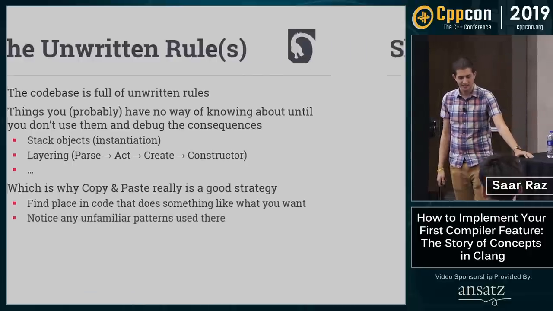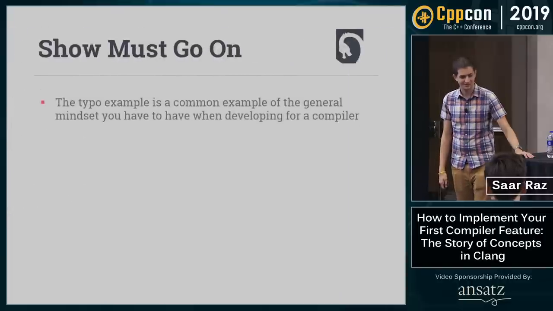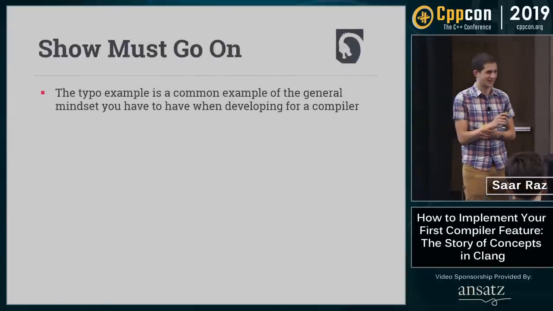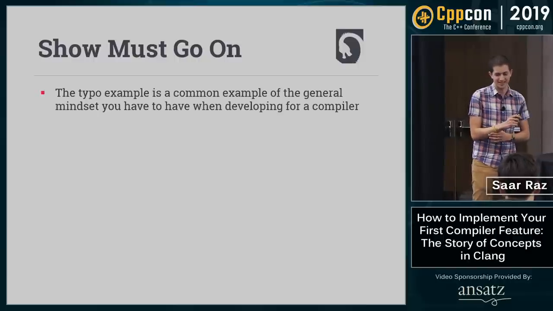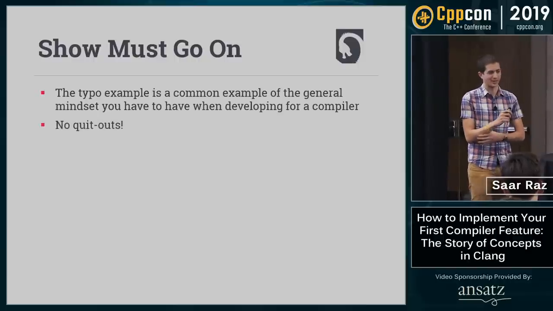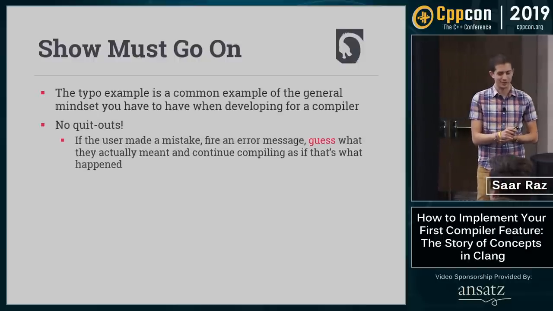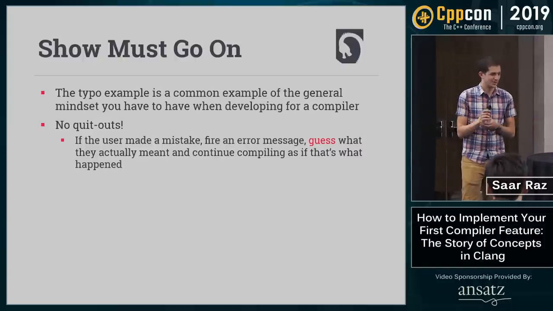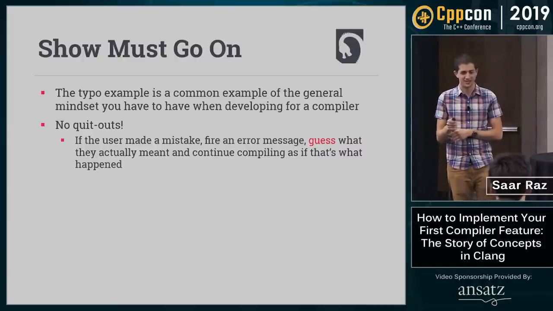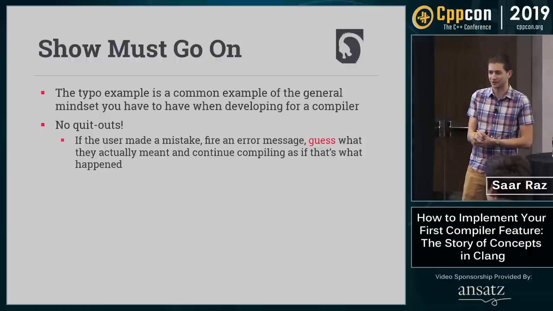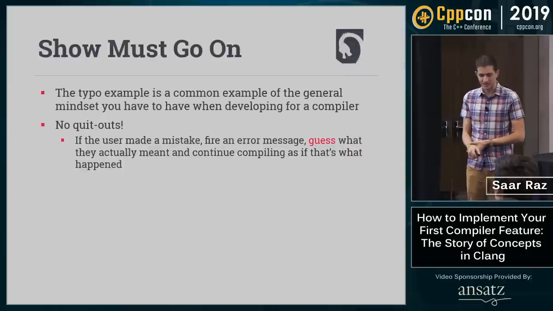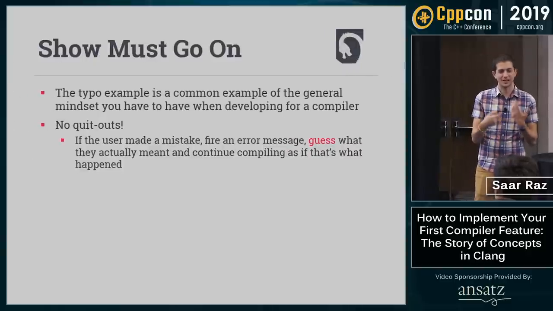And yeah, another thing that happens here, which is a very important principle in compilers, is that there's no quitting when you're compiling. If the user made a mistake, you're gonna fire an error message, but then guess what he actually meant and continue compiling as if he actually did it. Which is what allows the compiler to keep compiling even though you did something wrong.